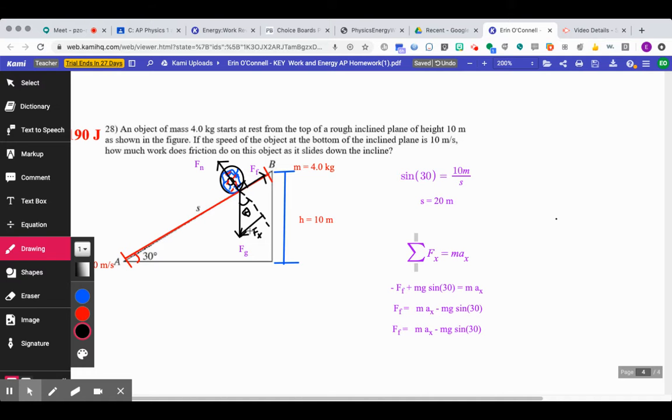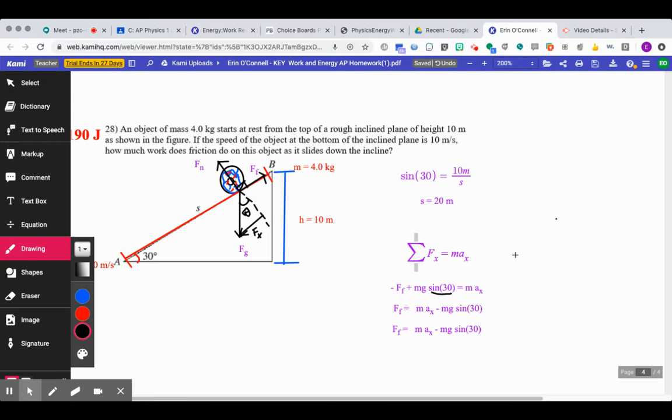To find the x component, because theta is with the y, we need to use sine. Sine slides. X is always cosine unless we're on an incline. Sine slides. So to find the x component of the force of gravity, we have m times g times the sine of 30, and we're going to solve for force of friction.